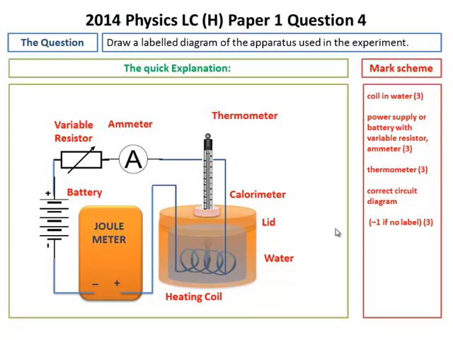So you're asked to draw a labelled diagram of the apparatus used in the experiment. There it is. The calorimeter is this whole thing here. The heating coil is that wire that gets really, really hot, like in a light bulb or in the bottom of your kettle. A joule meter just measures the amount of energy in joules. You've got to have your variable resistor so you can turn the current up and down. You can measure the current using this ammeter here.